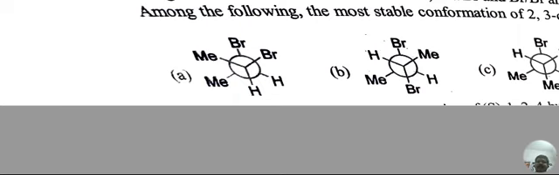And here it is given that the methyl-methyl value is the highest, 3.3, and then bromine-bromine is 3, and methyl-bromine is very low, 0.8. So you need to find the conformation in which methyl-methyl eclipsing and bromine-bromine eclipsing are the least. Here look at the first one, there is methyl-methyl eclipsing and bromine-bromine eclipsing as well. So option A can't be the answer.